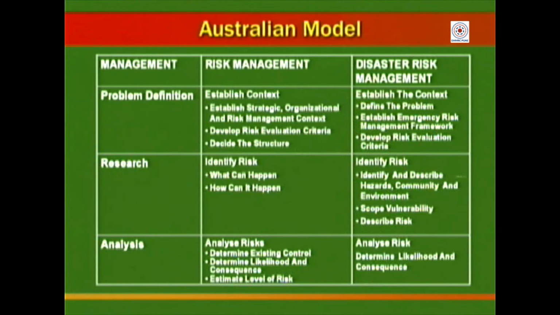Let us have a look at the model given by the Australian Emergency Management Institute, which is very valid, I can say. In the process of evolving the plan, we need to go through establishing the context, identifying the risk, analyzing the risk, and evaluating the risk. If you are accepting it, then it is all right, or else you go for treatment of risk. At the same time, communication and consultation and monitor and review go in parallel through all the steps.